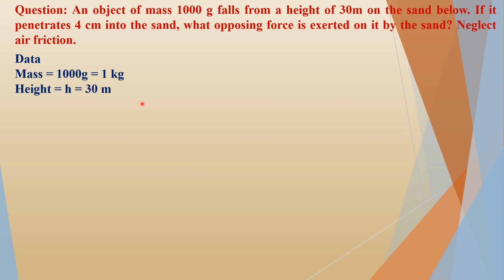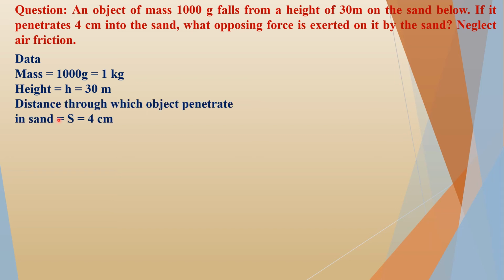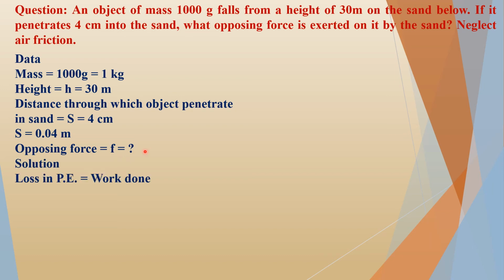Distance through which the object penetrates in sand is S, equal to 4 centimeter, and that is equal to 0.04 meter. Opposing force we need to calculate, that is equal to F. Solution. Loss in potential energy is equal to work done.